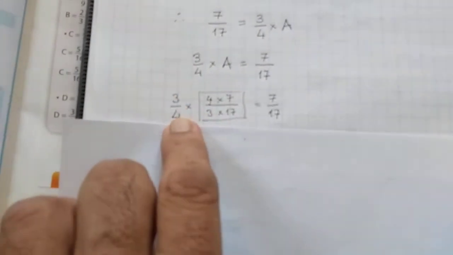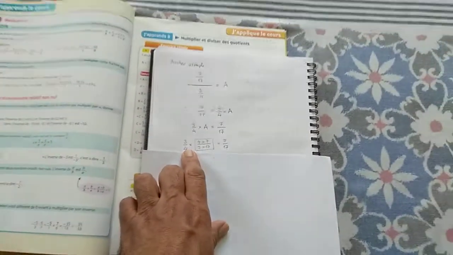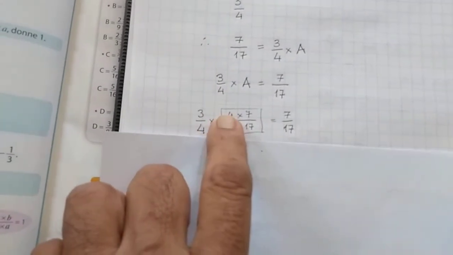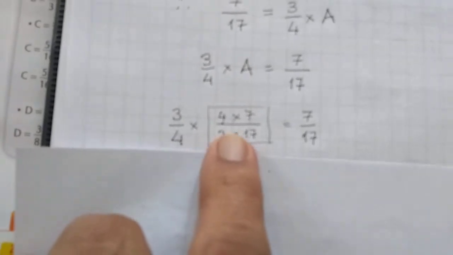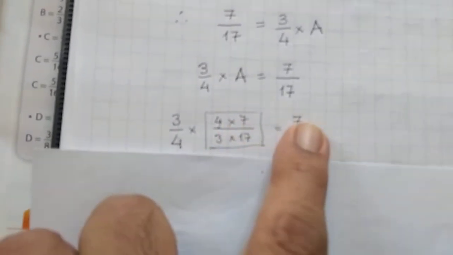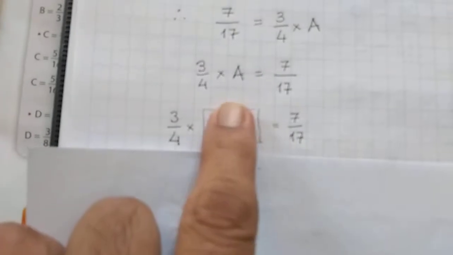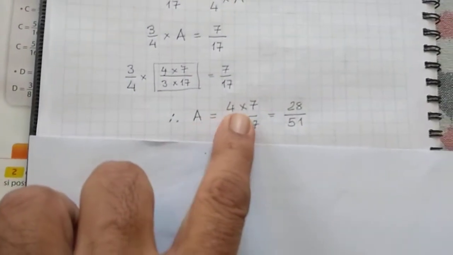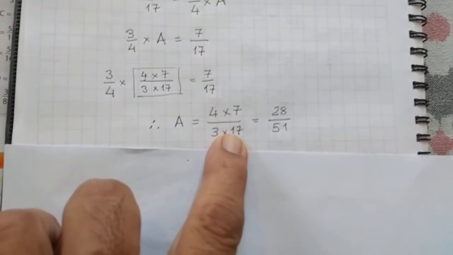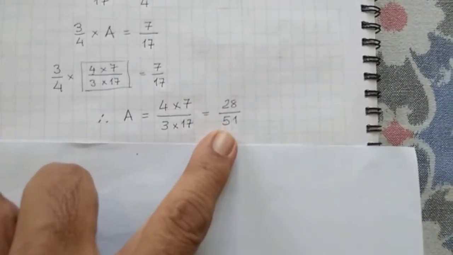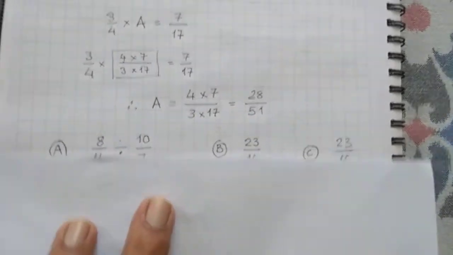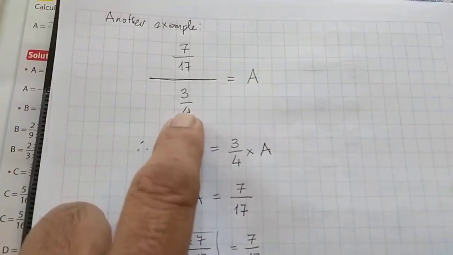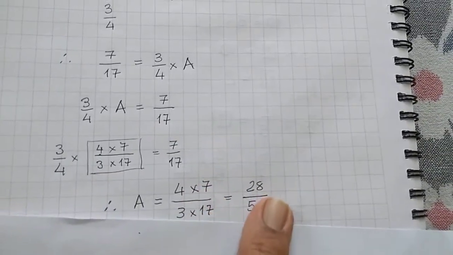So we learned that to get rid of 3 over 4, I multiplied by 4 over 3. And then I multiplied by 7 over 17 to get 7 over 17. So my A, my answer, is equal to this. A is equal to 4 into 7 divided by 3 into 17, which gives me 28 over 51. Therefore, 7 over 17 divided by 3 over 4 is equal to 28 over 51.